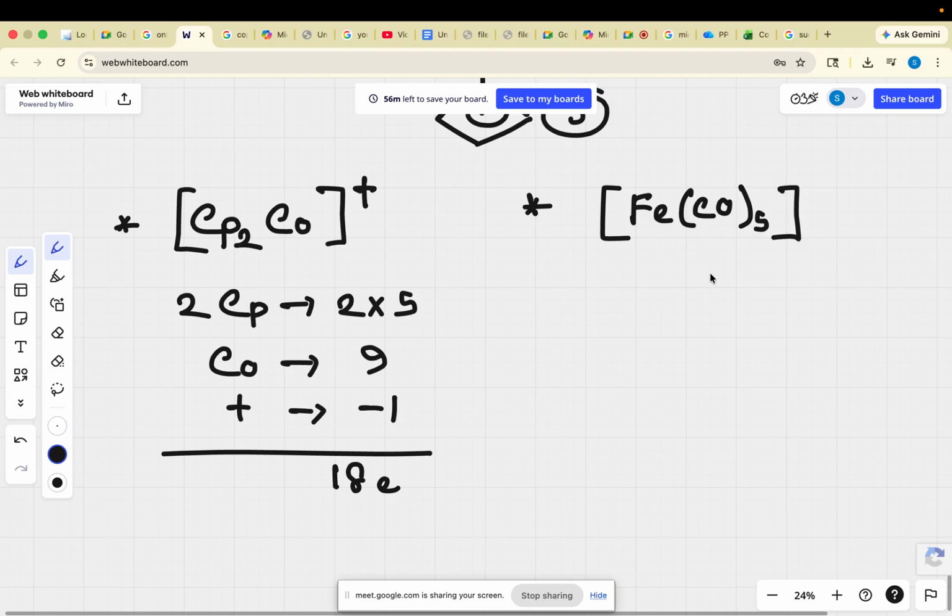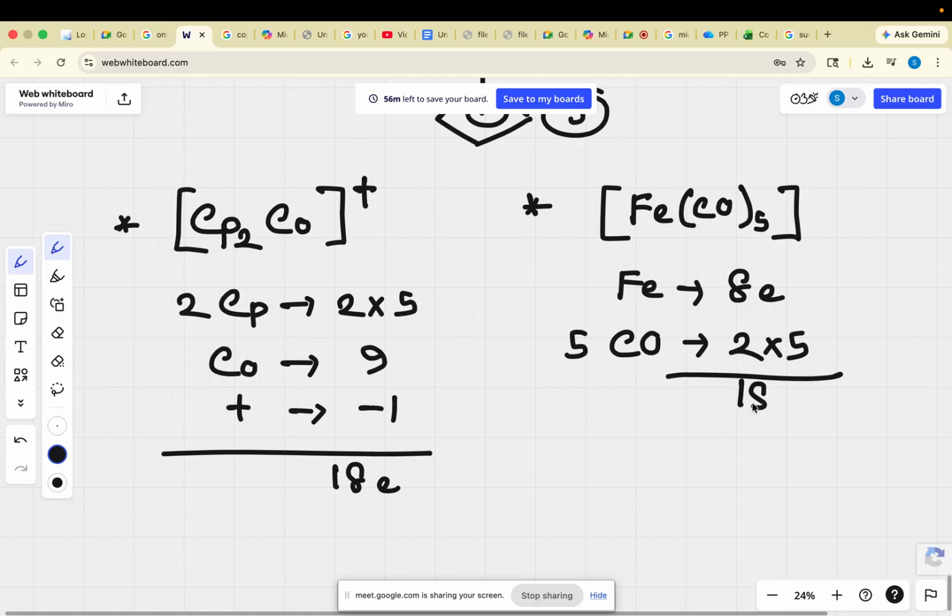Okay, what about Fe(CO)5? Check in the neutral method. It should be 18 electrons. Iron is 0, so 3d6 4s2, 8 electrons from the iron center. Carbonyl is donating 2 electrons from carbon, and you have 5 carbonyls, so 2 into 5, 10. 10 plus 8, 18 electrons. Okay? Done. That's it.